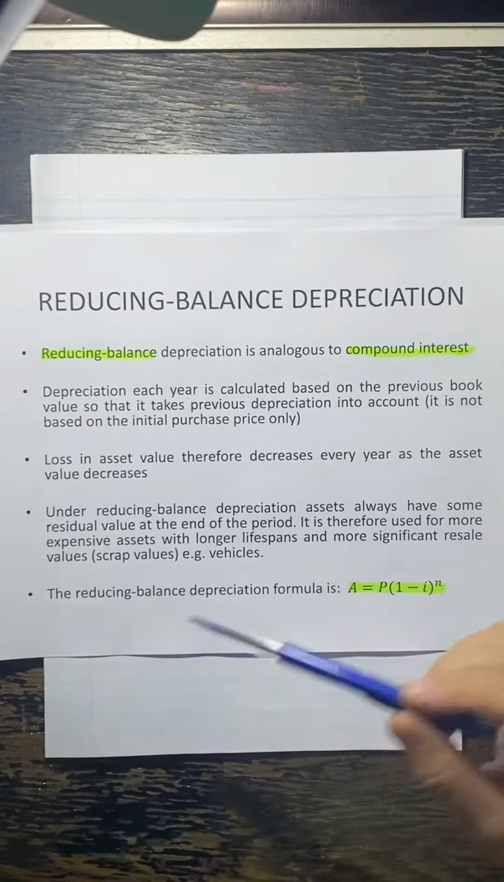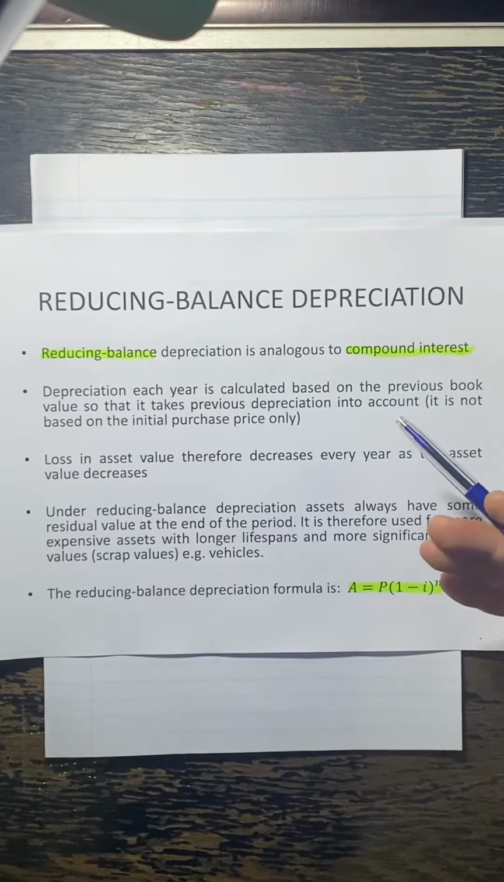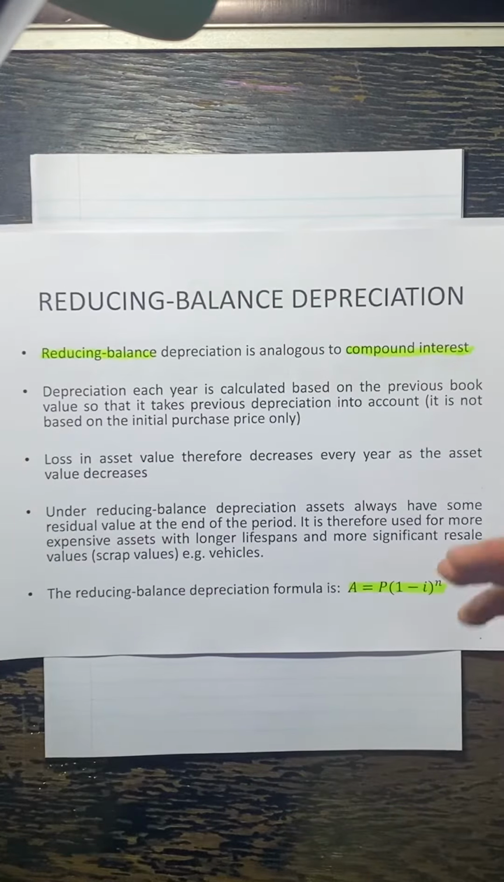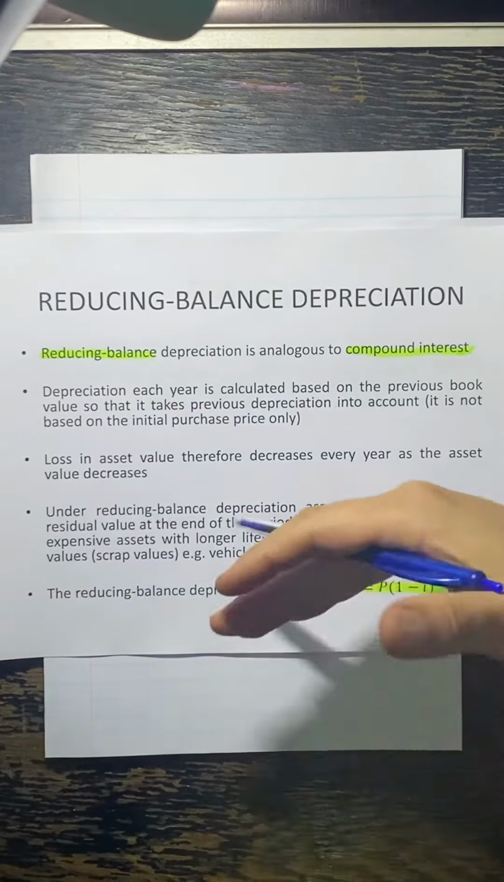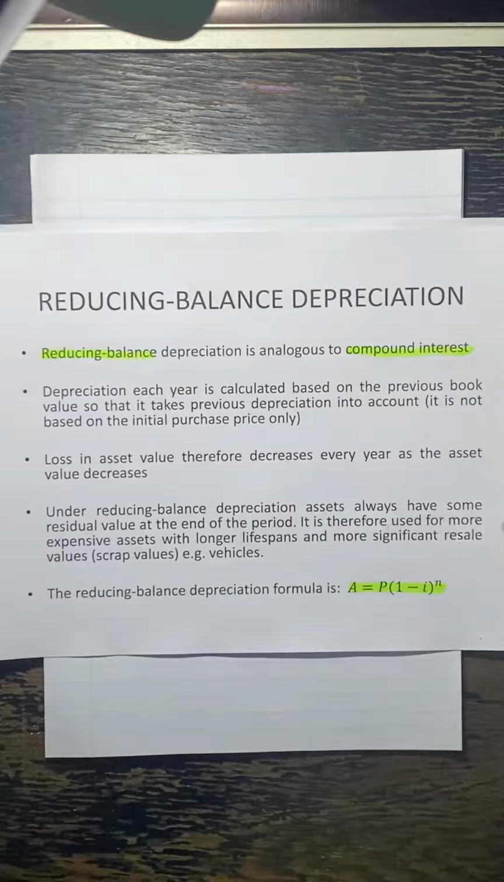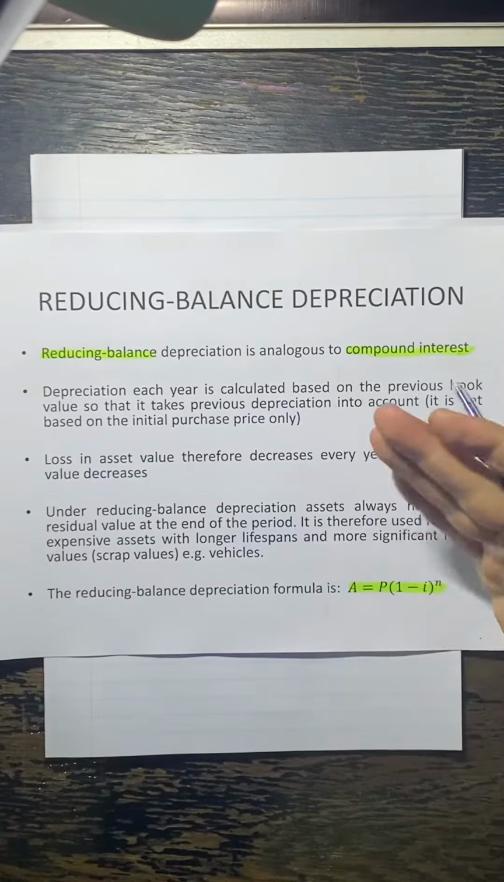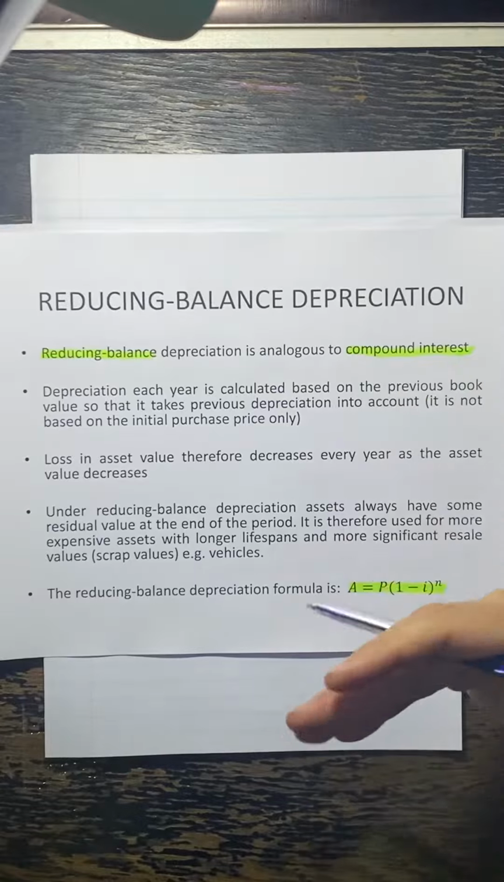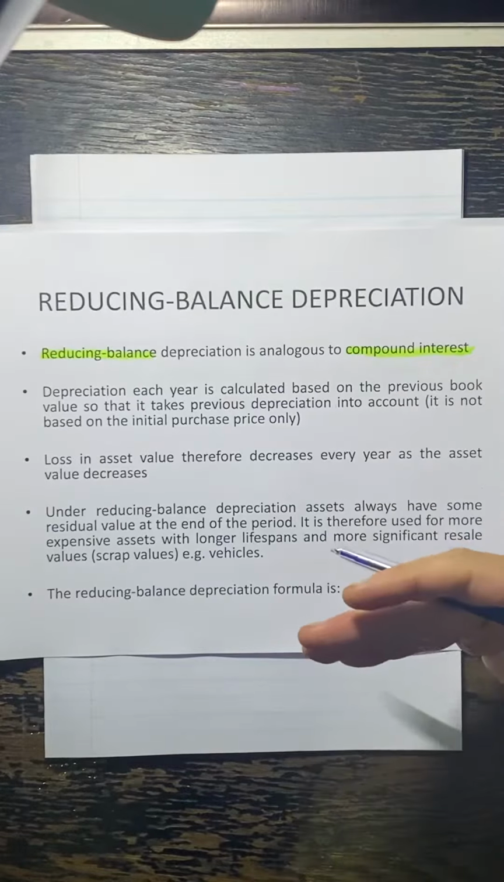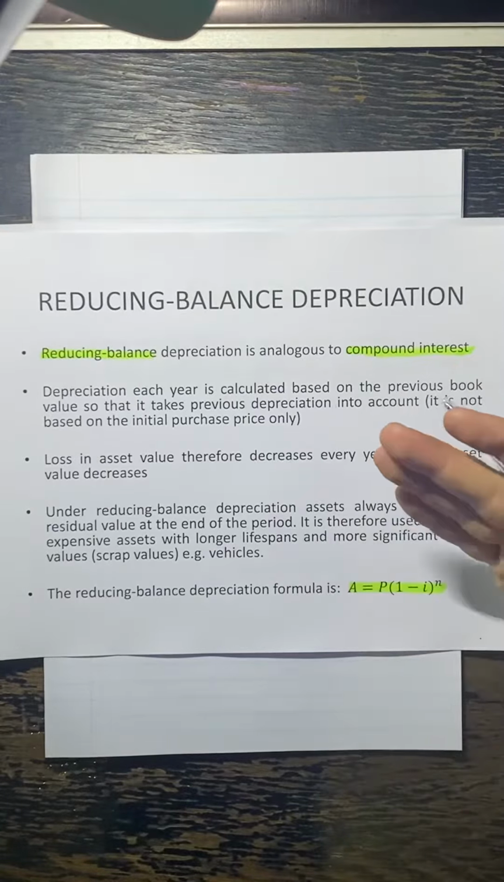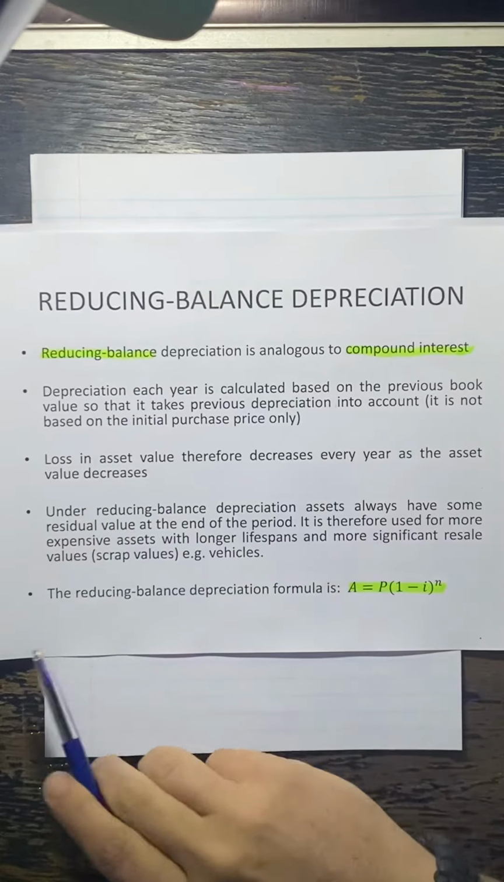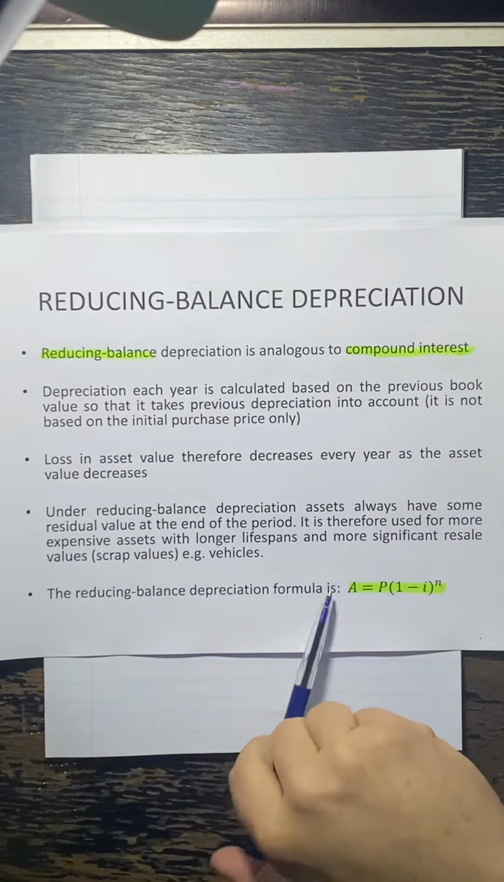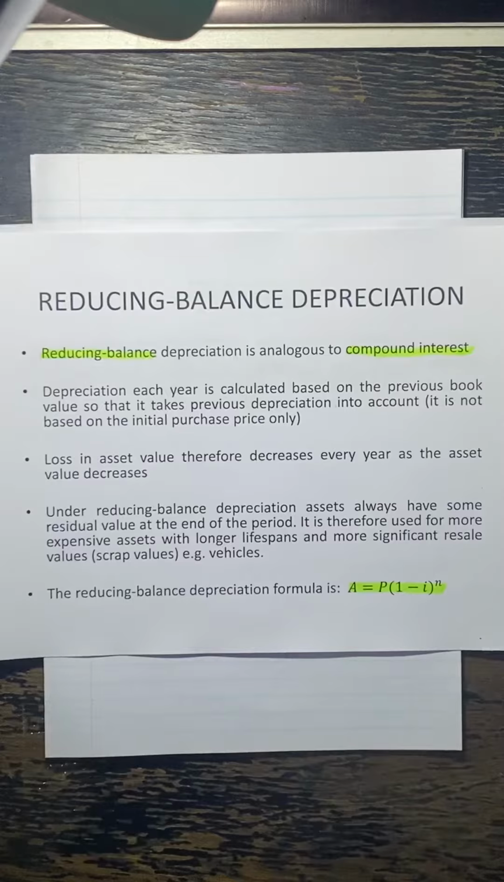For example, vehicles. So if you resell your car after 5 years, obviously it's not going to be worth the amount that you bought it for, but you will still get some amount for it. Whereas compared to simple interest, the straight line one, you can get a zero value. For example, a computer. No one wants to buy a computer that's 10 years old. Okay. The reducing balance depreciation formula is given as this.